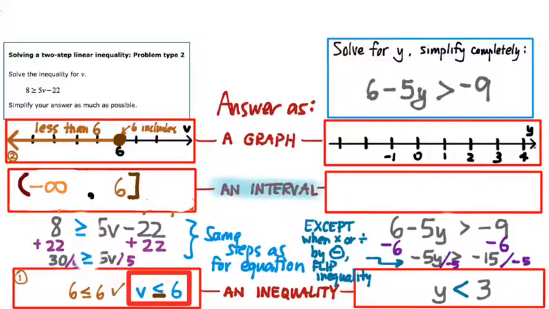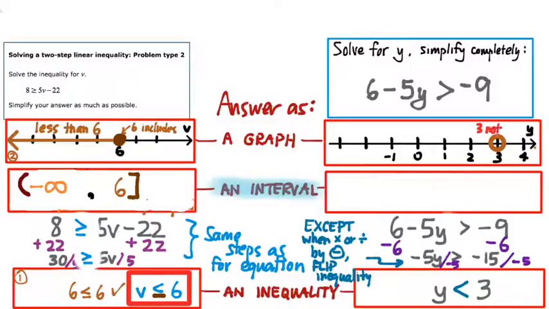Okay, so I'm going to put a symbol at 3. But now Jordan is saying we want this to be an open circle this time. Why? Because we don't want 3 to be a part of the solution here. If I were to plug in a 3 for y in my inequality down at the bottom, I would get 3 is less than 3. Is 3 less than 3? No, 3 is equal to 3. So 3 is not included in this solution. And so that's what we mean when we say an open circle.